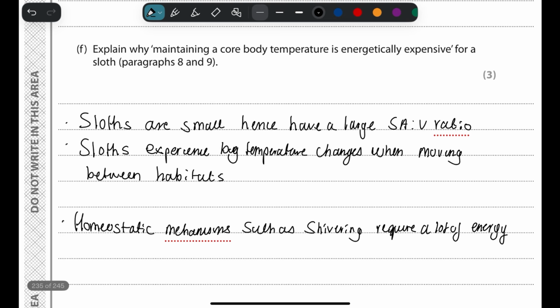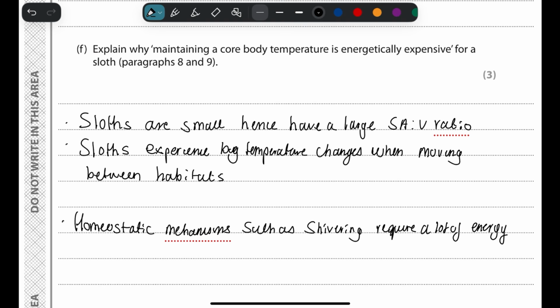So what I would say, okay, sloths are small animals, so they have a large surface area to volume ratio. That's why the environment can change the temperature so much. What we were saying is that the temperature changes a lot. So that's why they go to the upper canopy when they want to warm up, because it's closer to the sun. So you can mention something about that as well. That will help them to save energy.